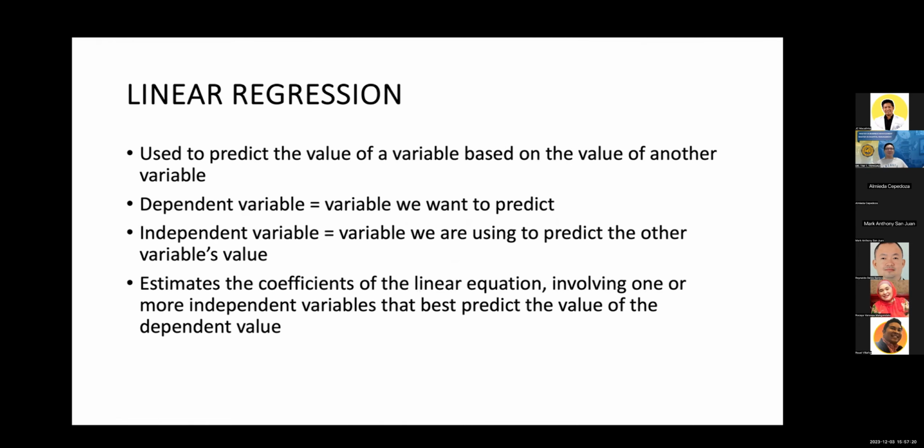So this is linear regression. This is used to predict the value of a variable based on the value of other variables. We are basically using a variable to predict another variable. Those variables are the dependent and the independent. We have discussed this in the past, right? The dependent is the one we want to predict, and the independent variable is the one we are using to predict the other variable's value. This also estimates the coefficients of the linear equation involving one or more independent variables that best predict the value of the dependent variable.